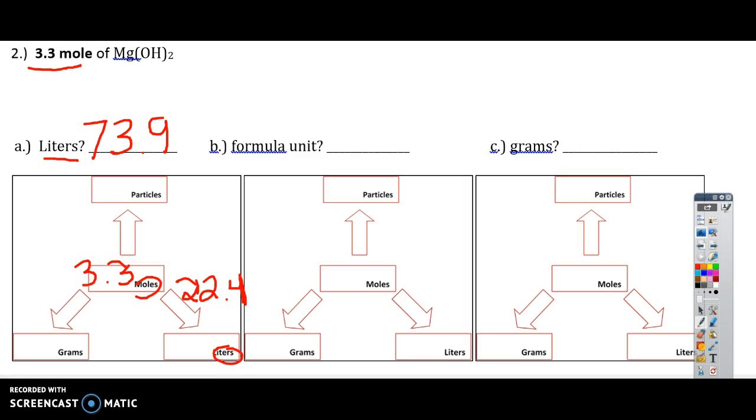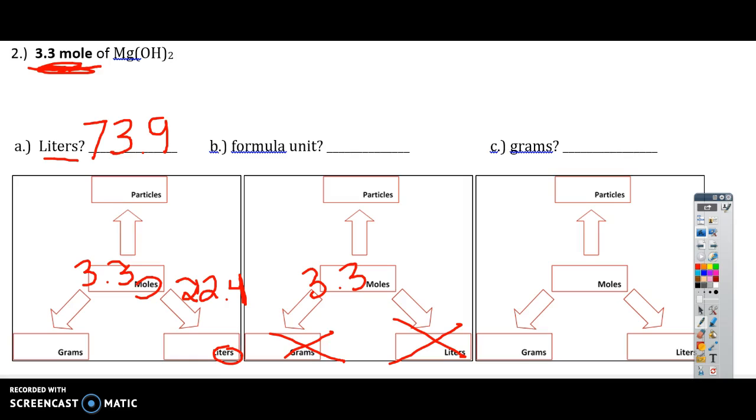Okay, the next piece of information, they want me to find the formula unit. This one a lot of people are having trouble with because they don't know where to find that formula unit. You don't see it. First of all, you can't put in moles because we already have moles, remember? This was given to us up here, 3.3 moles. And it's not liters because we just calculated liters. It's not grams, otherwise it would say grams. So the only thing left is particles. That's what they're asking you for.